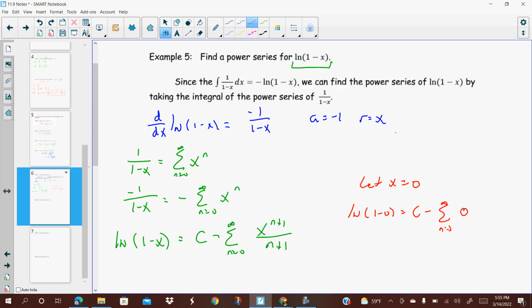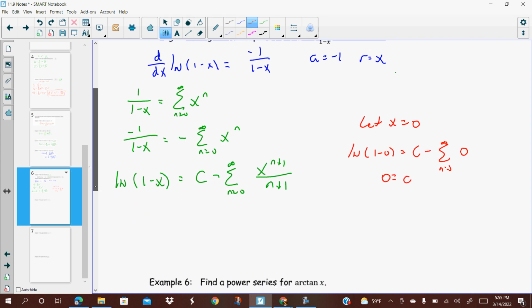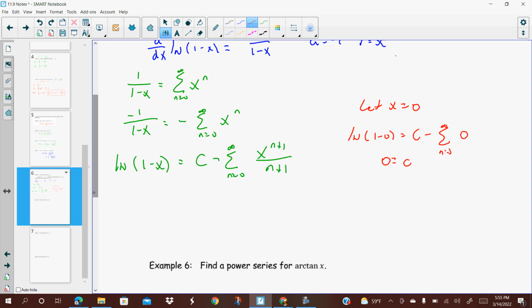The sum of 0, of course, is 0. The natural log on the left-hand side is the natural log of 1, which is also 0, which just means that c here is 0. Will that always be the case and it's going to zero out? No, but it will happen more often than not. So ultimately, in this case, it means that the natural log of 1 minus x can be written as the sum n equals 0 to infinity, x to the n plus 1 over n plus 1.